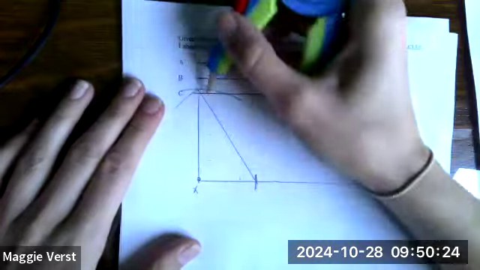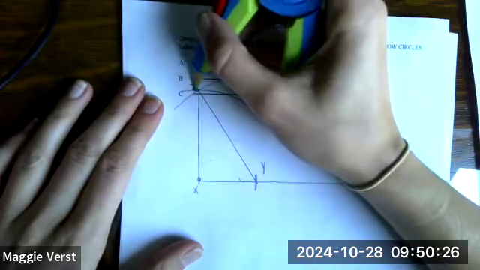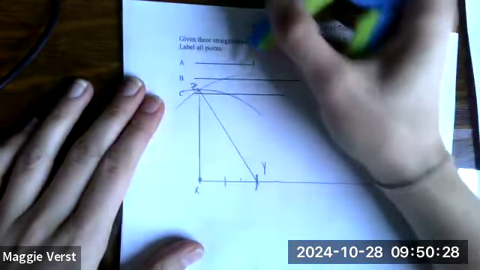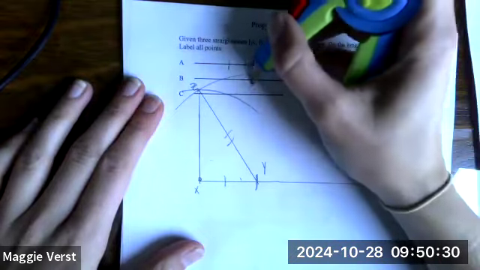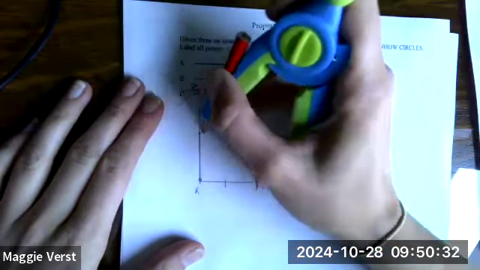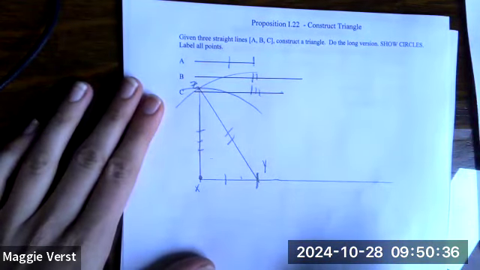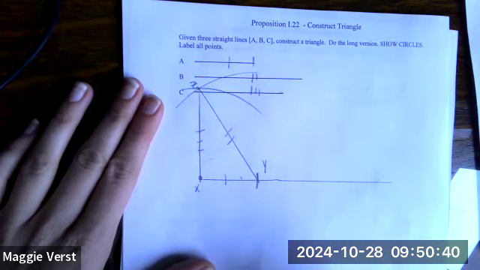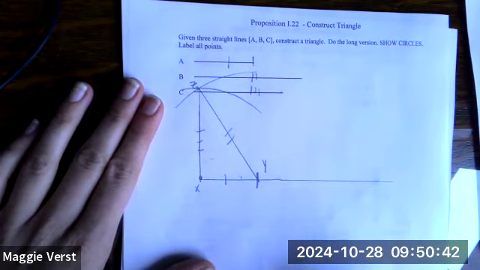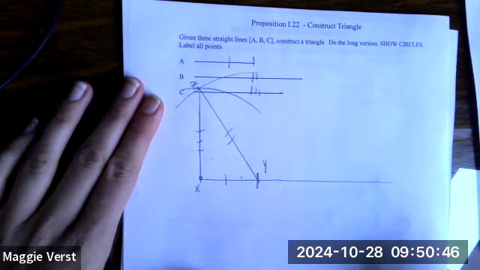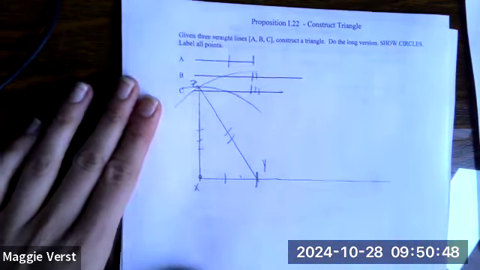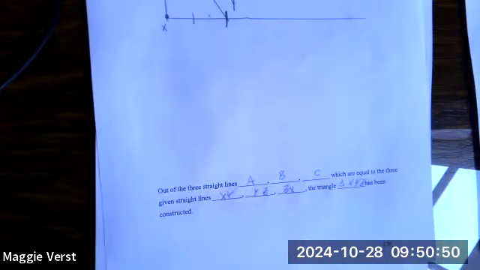So then when I'm doing this, I have X, Y, and Z. So this piece was congruent to this one, and then 1, 2, 3 was congruent to 1, 2, 3. So out of the straight lines A, B, and C, which are congruent to straight lines XY, YZ, and ZX, the triangle XYZ has been constructed.